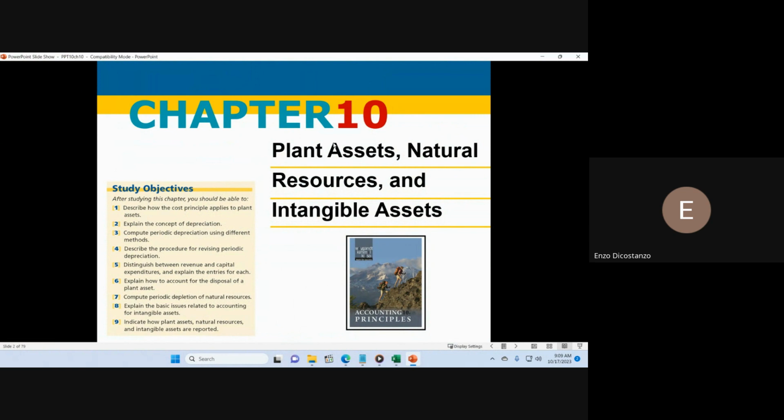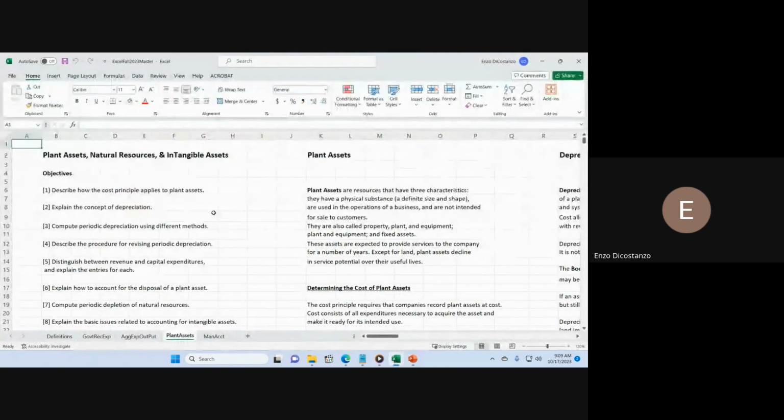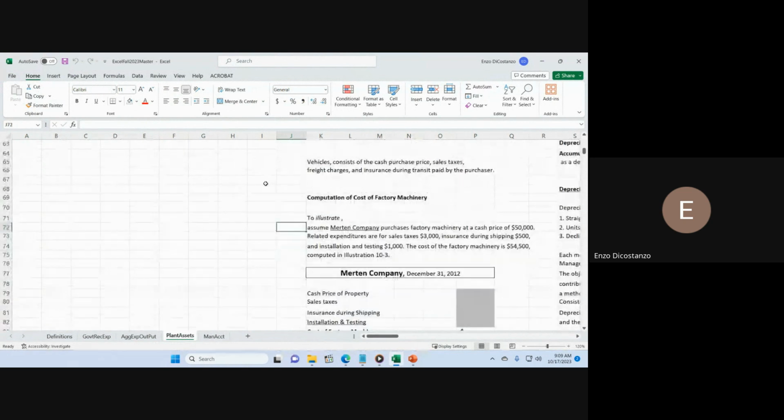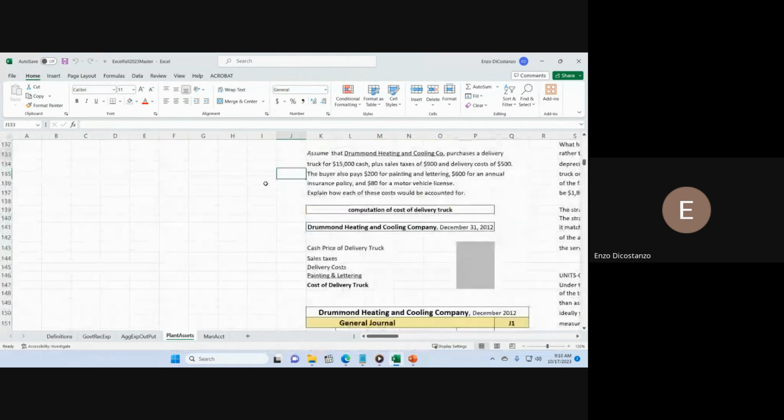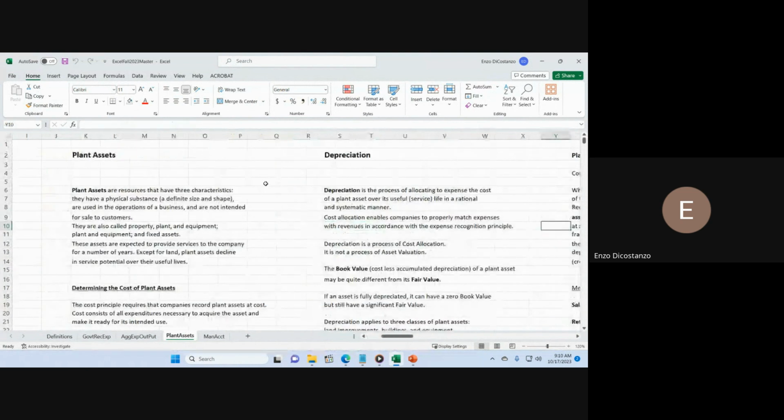The basic rules related to accounting for intangible assets, and indicate how plant assets, natural resources, and intangible assets are reported. Now, we've already begun in class with the model, and just to throw this out at you guys, this is the template. See what it says, plant assets. I basically reproduced this chapter in here, but in a live version of it. You can see you have journal entries here, and we already worked on the first column. These are just some entries and property and some of the costs associated with a real estate transaction.